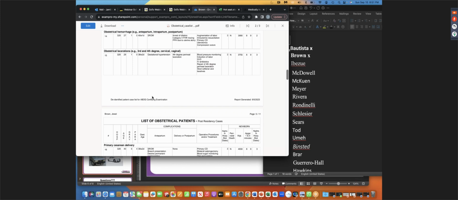Let's go to case number 15. Sure. So at what gestational age here did you diagnose the gestational hypertension?